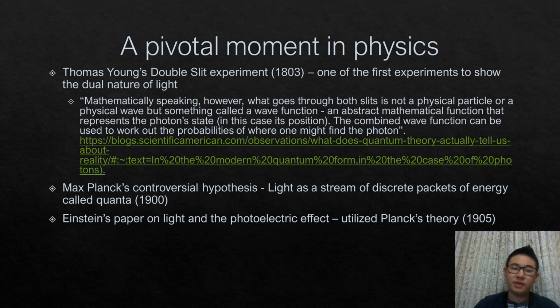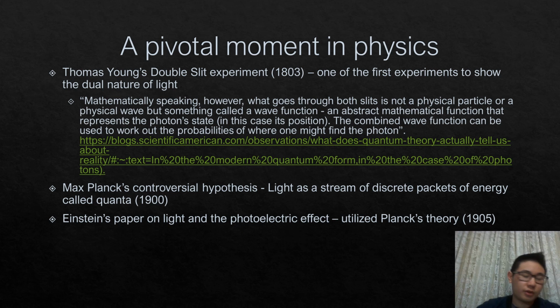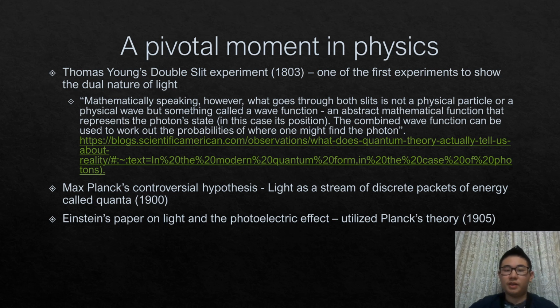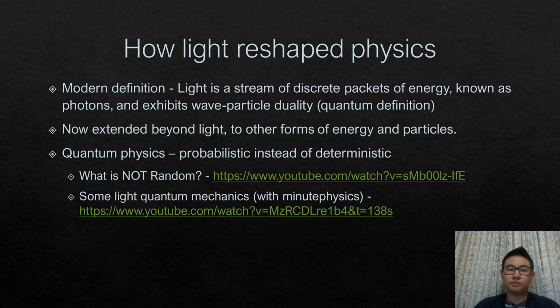But in 1905, Einstein wrote a paper on light and the photoelectric effect, and this utilized Planck's theory. From then, I think he proved it, or he discussed experimentally the photoelectric effect and other properties of light, and he used Max Planck's hypothesis. This made us think about the nature of light and how it can actually be seen as both a wave and a particle, called wave-particle duality. So this is how light reshaped physics.